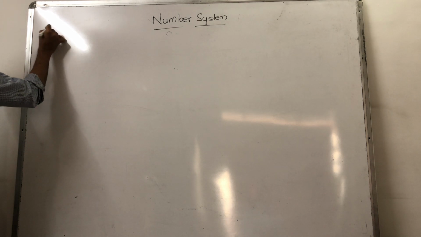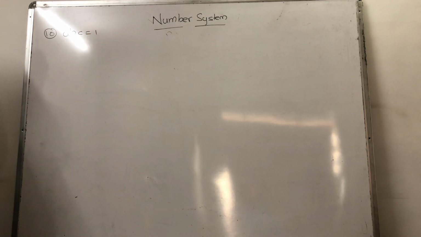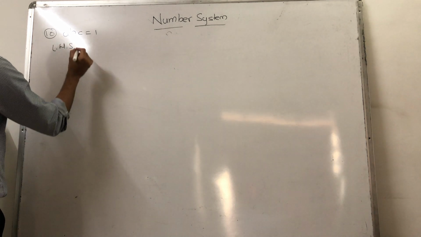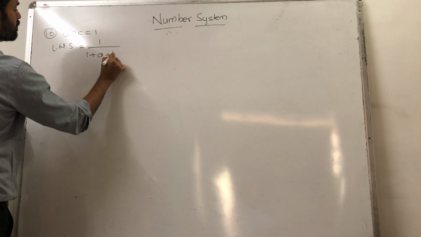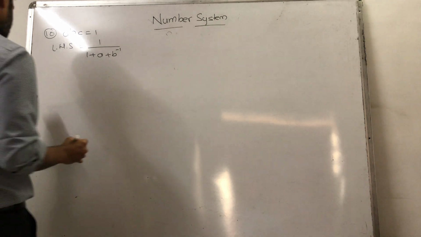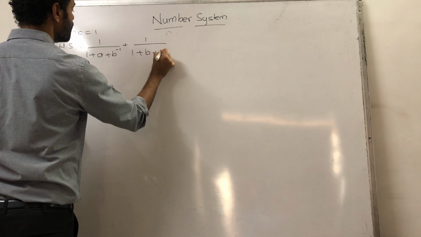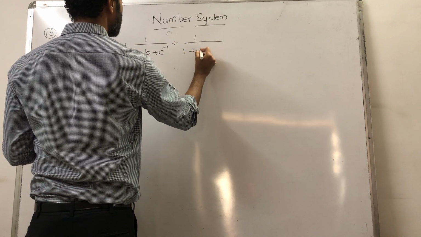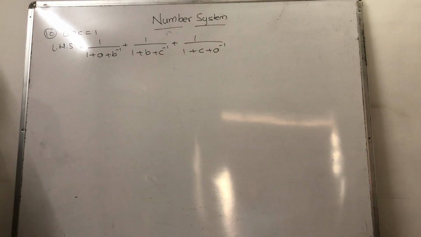The last question, they have given that the value of a into b into c is 1. We have to show that this is equal to 1. So I am writing the LHS of the prove that part. The LHS is 1 by 1 plus a plus b raised to minus 1. Similarly, this is 1 by 1 plus b plus c raised to minus 1. Last term 1 by 1 plus c plus a raised to minus 1. We have to show that this value is 1.